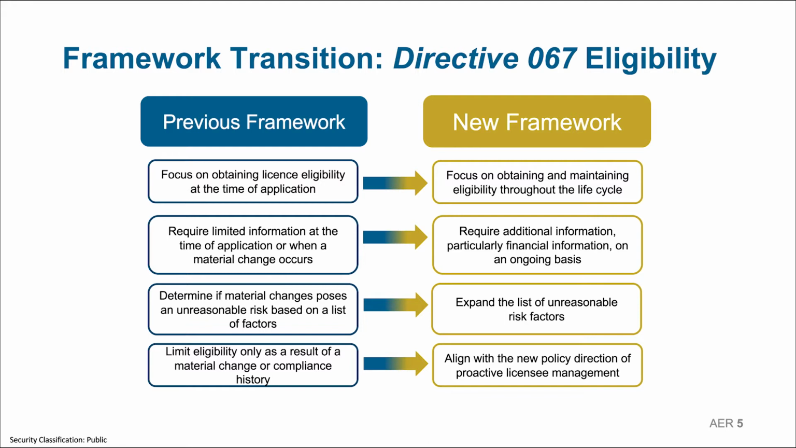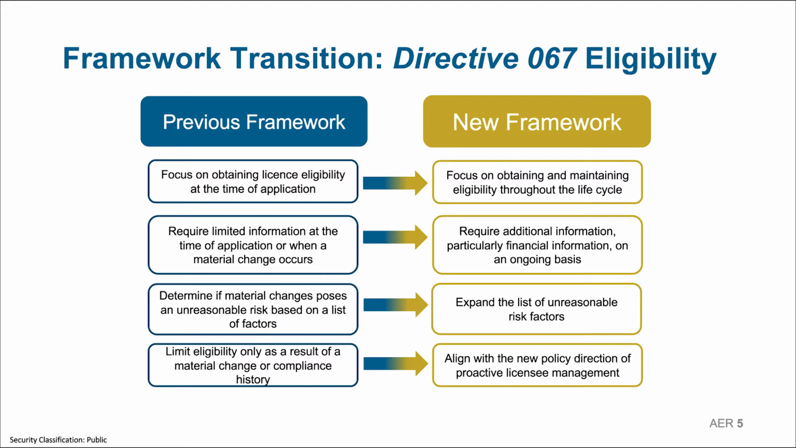Directive 67 requires additional information, including financial information, to be provided annually and at the time of application. This data feeds into the financial health factor to assess a licensee's level of financial distress in the LCA. The new framework increases the scrutiny on licensees throughout the energy lifecycle, including at the time of transfers and the request for refund of held security.